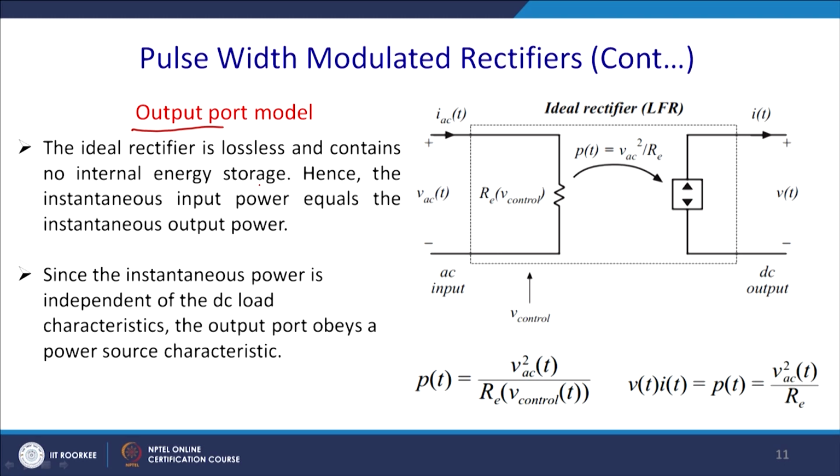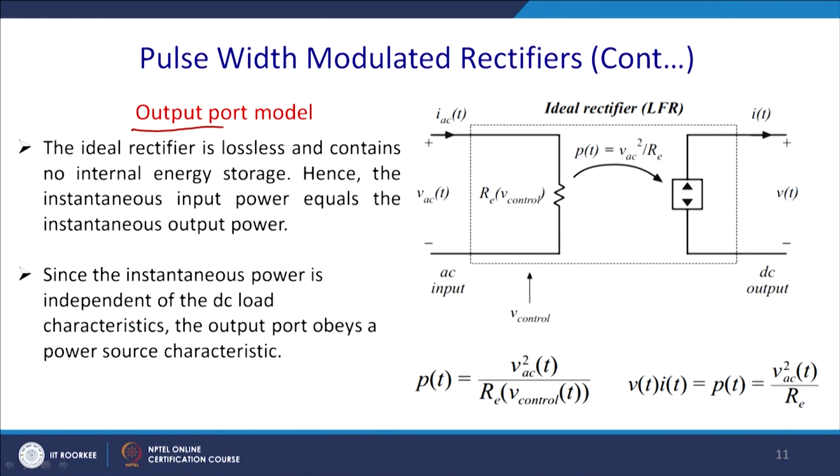The ideal rectifier is lossless and contains no internal energy storage. Hence, the instantaneous input power equals the instantaneous output power. So, whatever power has been consumed, it is just like a transformer. Unfortunately, we require power electronics because we cannot have transformer operation in DC. So, DC transformer operation requires the help of power electronics. Hence, the instantaneous power is independent of the DC load and DC load characteristics; the output would obey the power source characteristics.